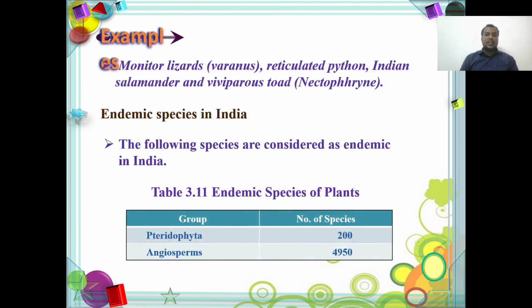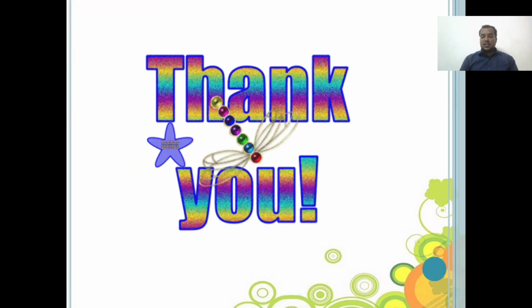Then endemic species in India, groups like angiosperms and pteridophyta are at the endemic level. The number of endemic species of pteridophyta is 200, and the number of endemic species of angiosperms is 4,950. And finally, we conclude the unit. Thank you so much, my dear.